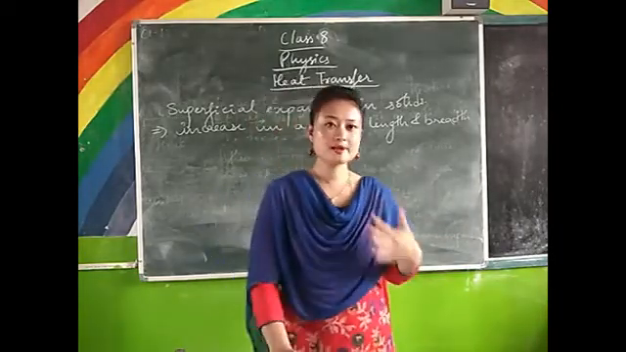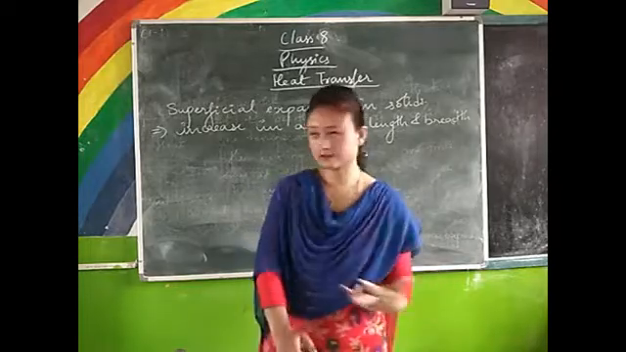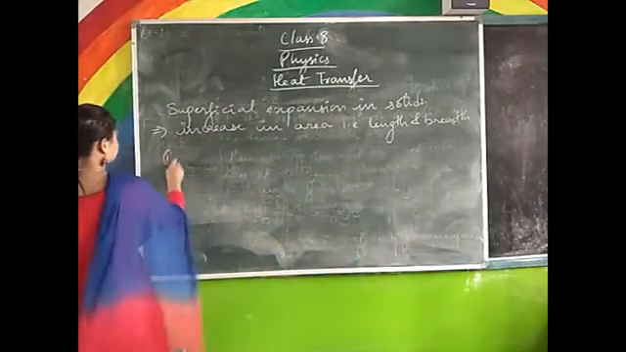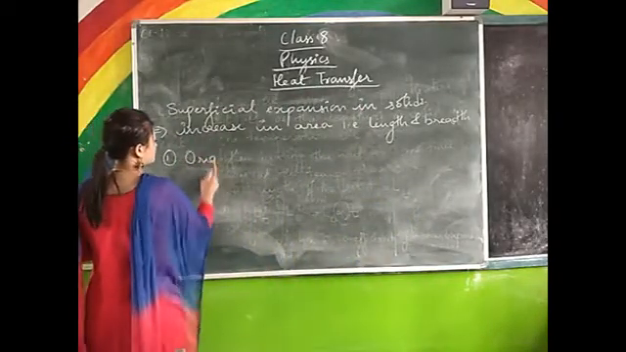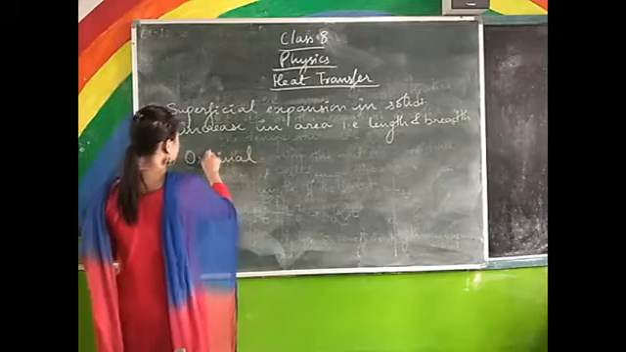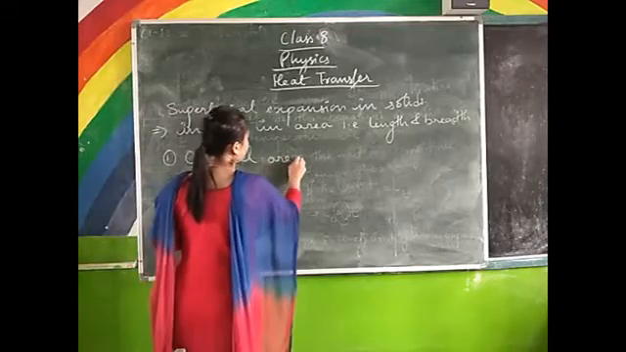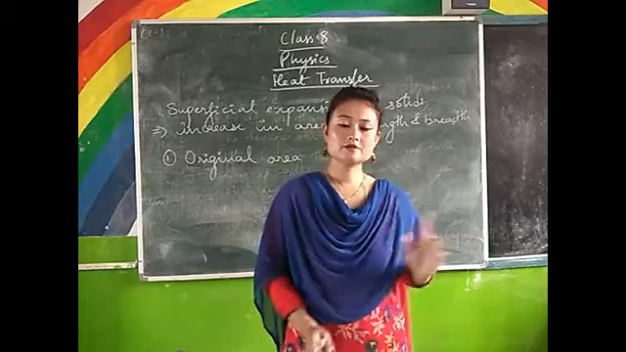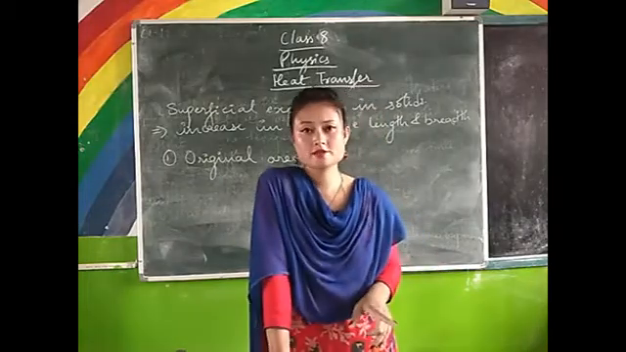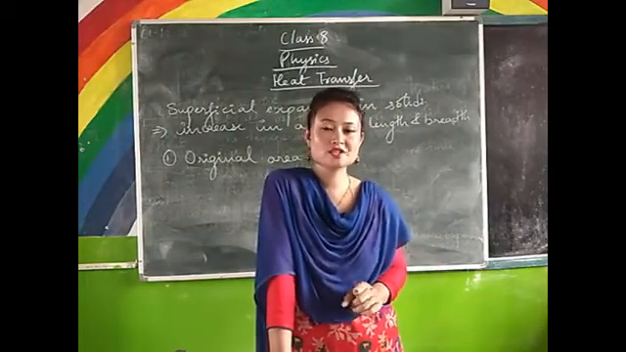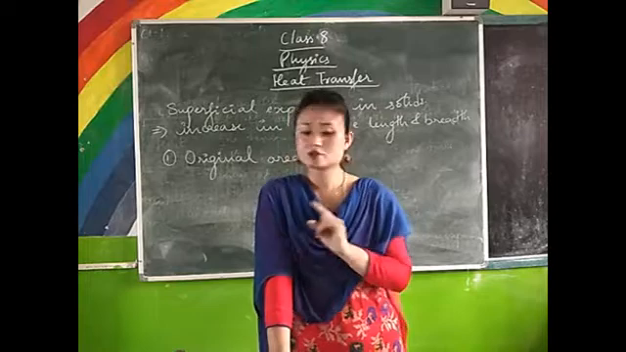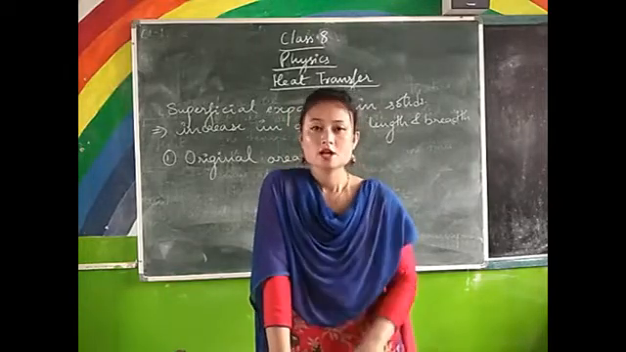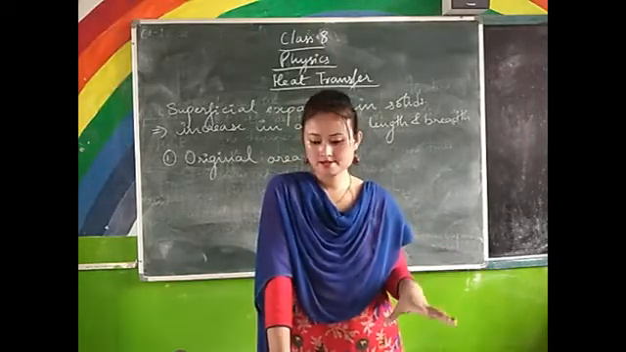The superficial expansion also depends upon three factors. The first one is original area. Like for linear expansion, the first factor was original length. Here it's original area. Now what does original area mean?